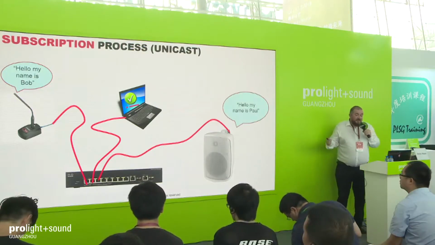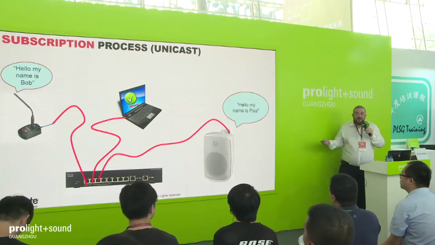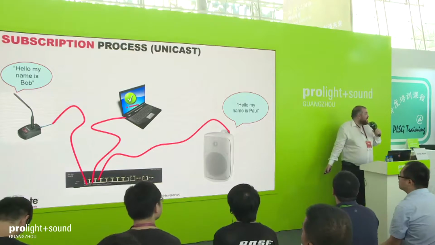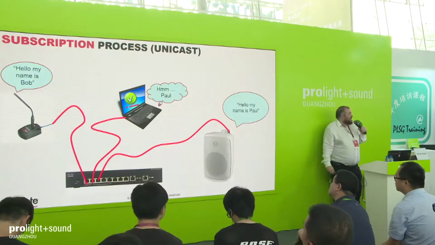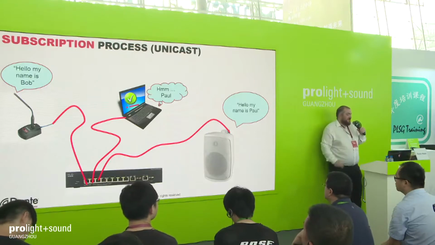Next thing I do, I plug in my speaker, which I've called Paul. Same thing, it sends out a multicast message saying, hello, my name's Paul. Dante Controller sees that and adds Paul, the loudspeaker, to the matrix.